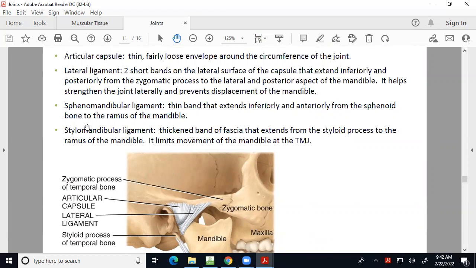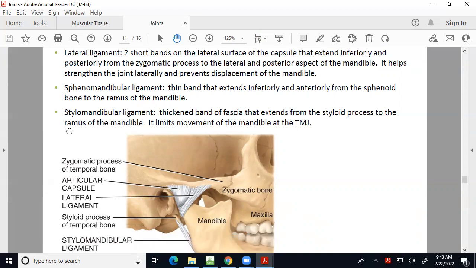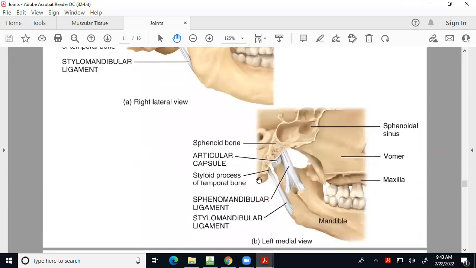And the next two ligaments, if you break down those big words, tell you exactly what is being connected. In the case of the sphenomandibular, it's between the sphenoid bone and the mandible. And this is what we can see down here in our left medial view very nicely. Here's the sphenoid bone, here's the mandible, and they're connected like so. Make sure you highlight that.